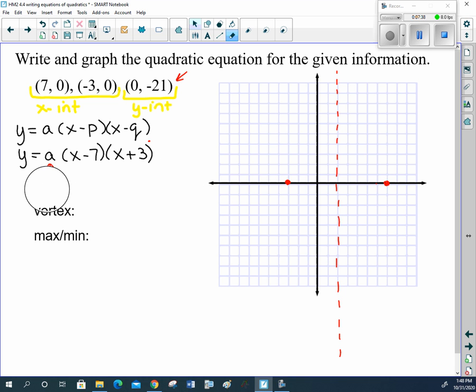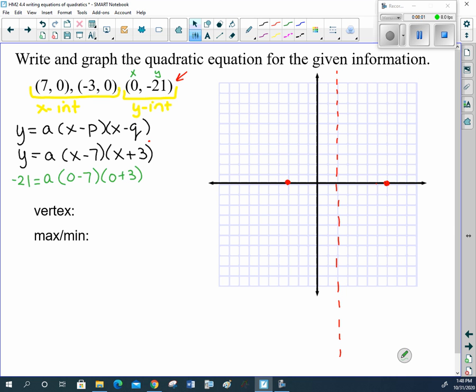That's the goal here. We need to figure out what a is, and you're going to use the y-intercept to do that. This is the x value, this is the y value, so I'm going to come back down here to the equation that I'm trying to write. I'm going to put negative 21 in for y. I'm going to substitute that right there. I don't know what a is, so I'm going to leave the a, and I want the x value to be 0.